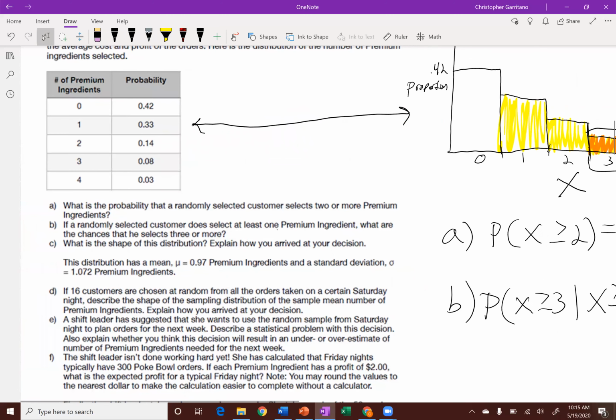Okay, let's get into part C where we start talking about the distribution. So what is the shape of this particular distribution? So shape, that means they want you to talk about skewness and modality. If you look at the table, you'll see that when the number of ingredients is low, the probability is high. And when the number of ingredients increases, that probability decreases. So maybe you didn't make the connection, but what that tells us is that we actually have a skewed right distribution which is unimodal. So there's a peak all the way at the left.